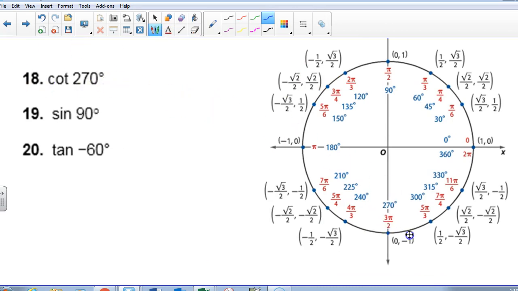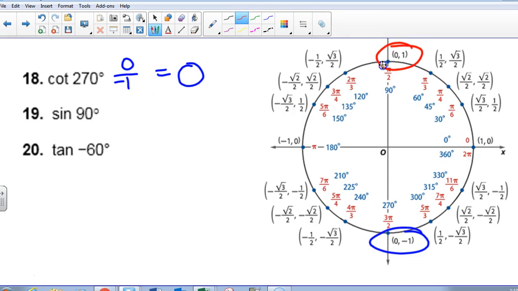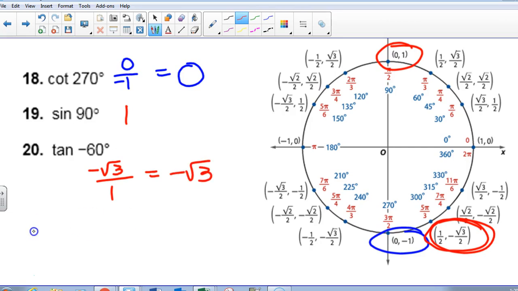Cotangent at 270. Down here, cotangent is what? Is it? It's x over y, which is 0. Sine at 90. Up here at 90, the sine is just the y value, so I write 1. Negative 60 is down here. The tangent is y over x, which is? Negative square root of 3. Thank you. Welcome.